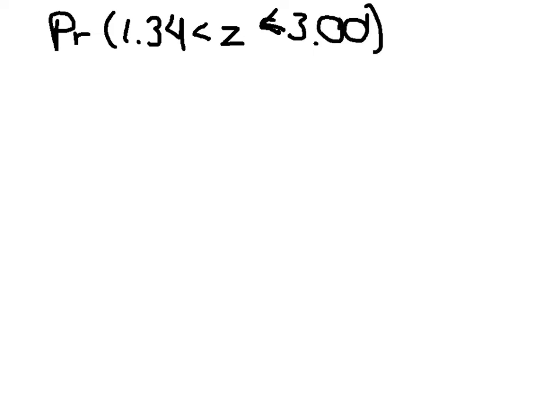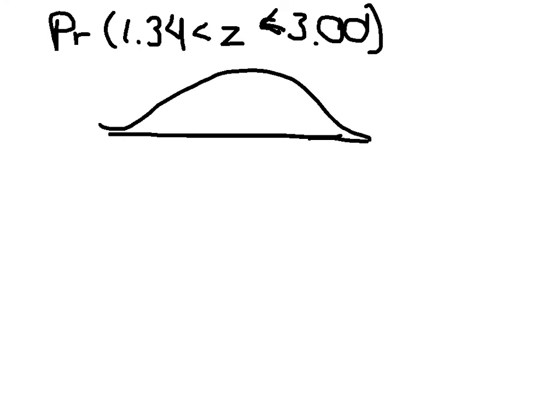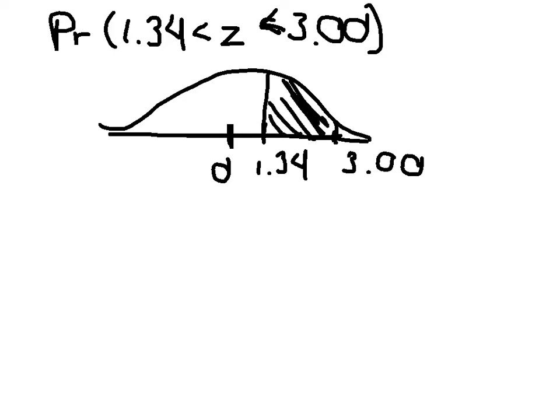Okay, let's go on to the next one. On this one, I want the probability that z is between 1.34 and 3.0. So let's draw our picture. We've got our 0 in the center. We've got 1.34, and we have 3 sitting out there. So we want this particular area.